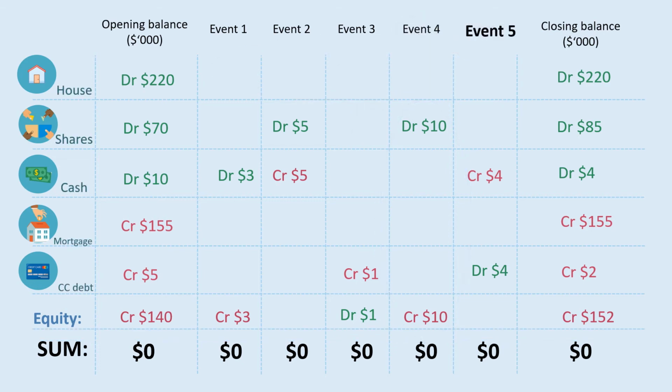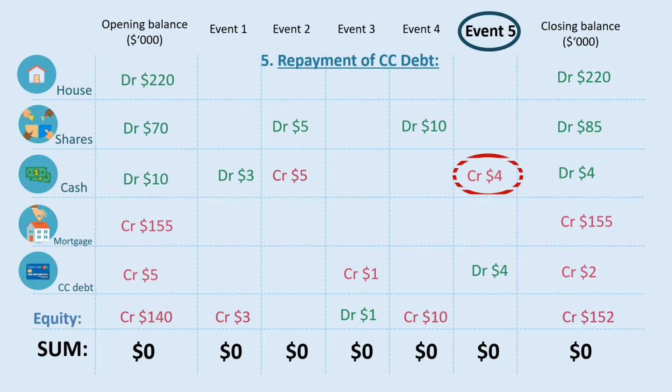And finally, the event number 5 was repayment of credit card debt. Johnny has used his own cash, so the 4,000 of cash has been spent, that is a minus or credit 4. On the other hand, John's credit card debt, which is a liability, i.e. a negative number, has decreased by 4,000, and we decrease negative numbers by adding positive numbers to them. It is a plus or debit 4.